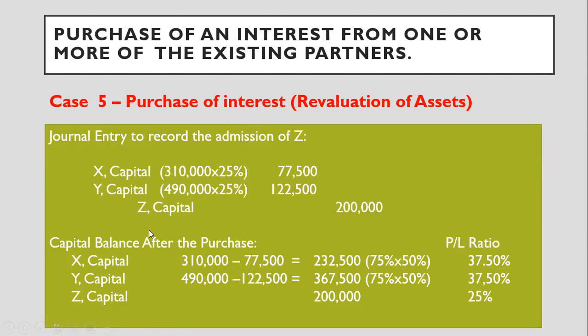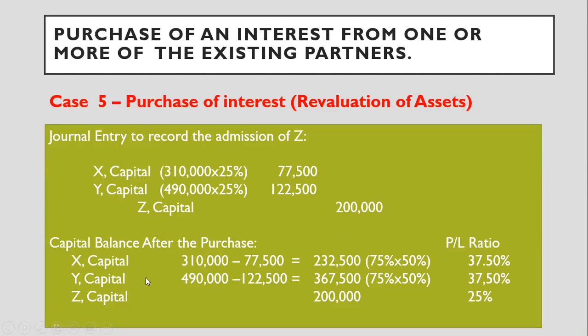So, journal entry to record the admission of Z. Each of the partners will be selling 25% to Z. So we have X capital, based on the adjusted capital of 310, it's 77,500. Then debit Y capital, 490 times 25%, we have 122,500. The total transfer of 200,000. So credit Z capital 200,000.